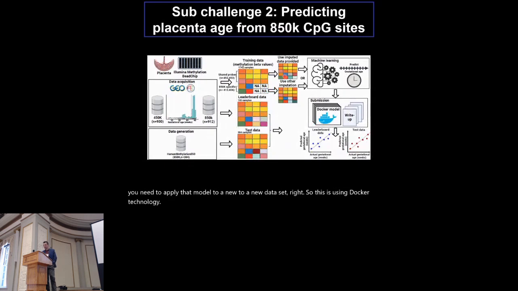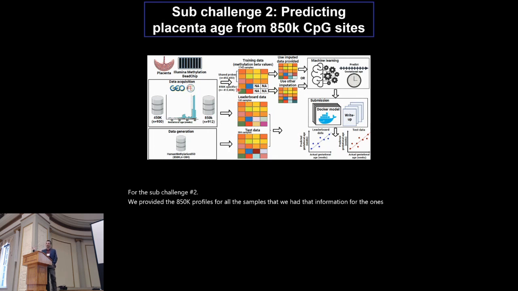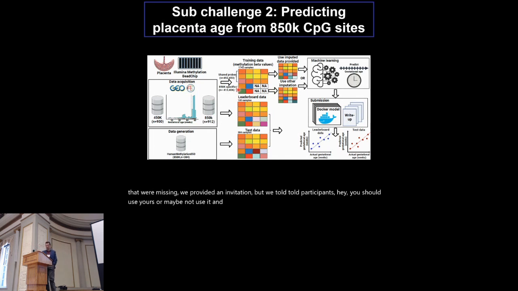For sub-challenge number 2, we provided the 850K profiles for all the samples that we had that information. For the ones that were missing, we provided an imputation, but we told participants, hey, you should use yours or maybe not use it. And we will see that actually, this imputation was a possible issue here.